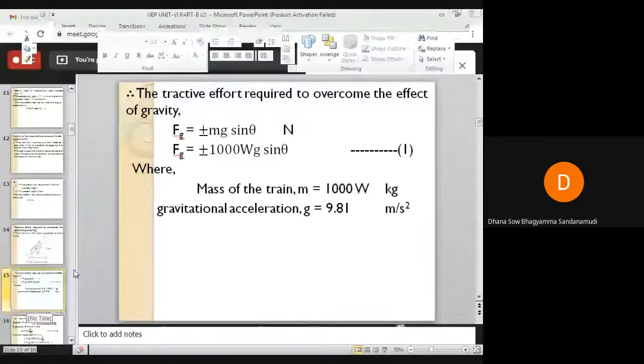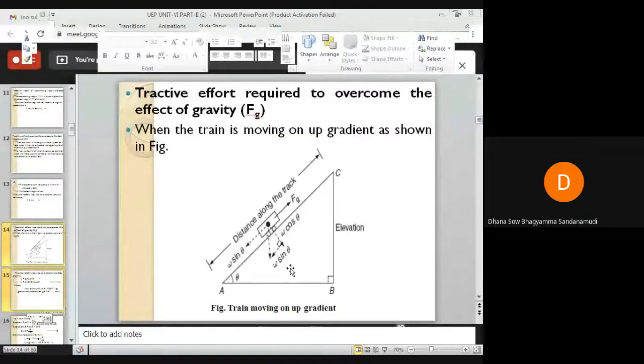Now, from this figure, let us calculate the sine theta. We have written m as 1000 W and g as 9.81. Sine theta is nothing but the gradient. From this image, we have assumed the train is moving upward, and this tractive effort Fg is opposing the gravity component of the dead weight of this train.